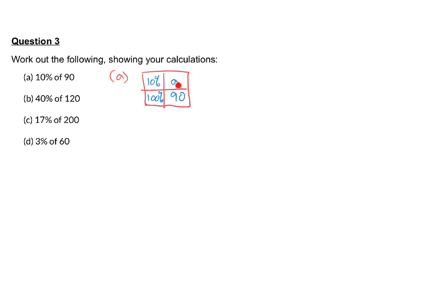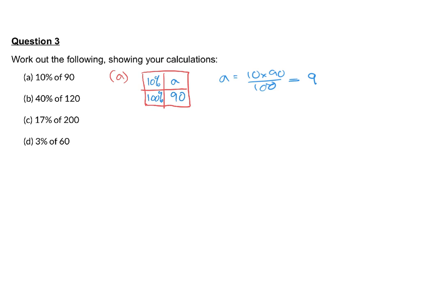Now I can just find my fourth proportional, as you've just seen on the previous slide. So A is equal to 10 times 90 divided by 100. Make sure you write that down for the examiner. So A equals 10 times 90 divided by 100. And that gives you the answer of 9.